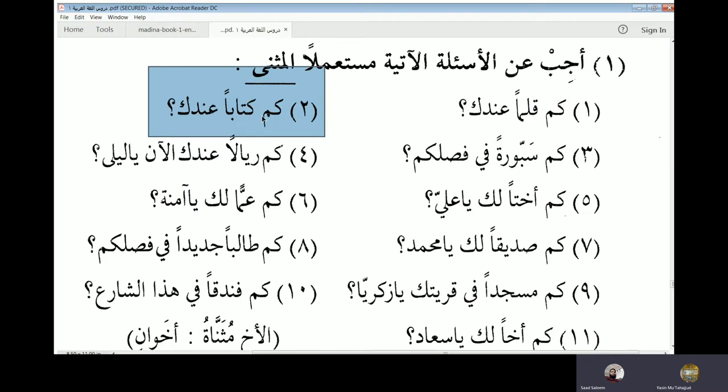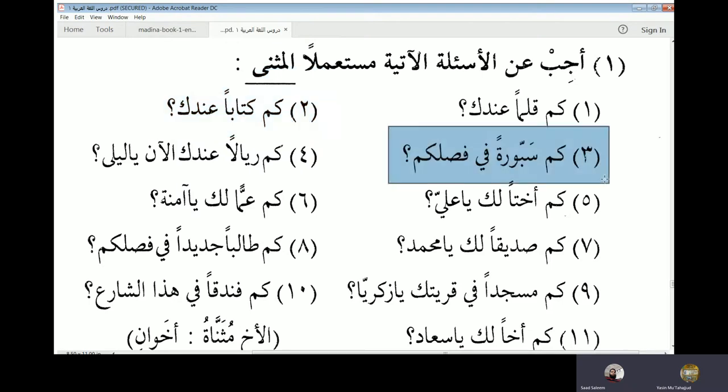Kam kitaban indaka? How many books do you have? Indi kitabani. Kam sabburatan fi fasli-kum? And that's how many writing boards in the classroom? In your classroom. Okay, how many writing boards in your classroom?